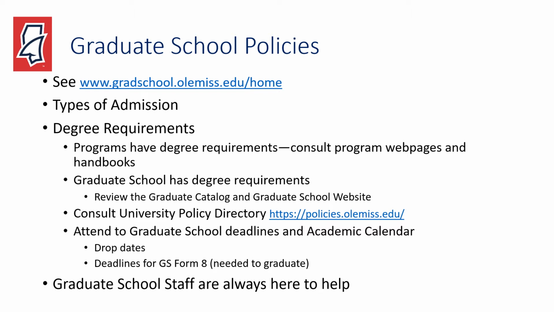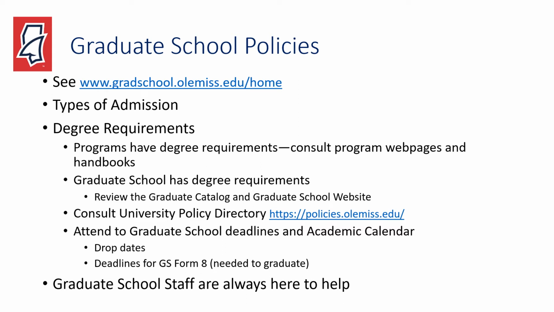Our website talks about different types of admission. Many students are admitted as fully admitted students. These students typically have completed their undergraduate degree with a high GPA and relevant coursework in their discipline. Other admission categories may include conditionally admitted, qualifying, and non-degree seeking students.